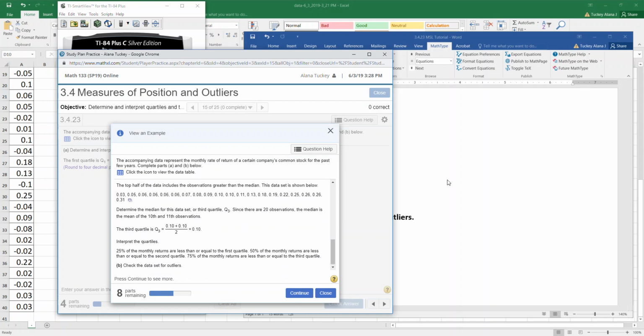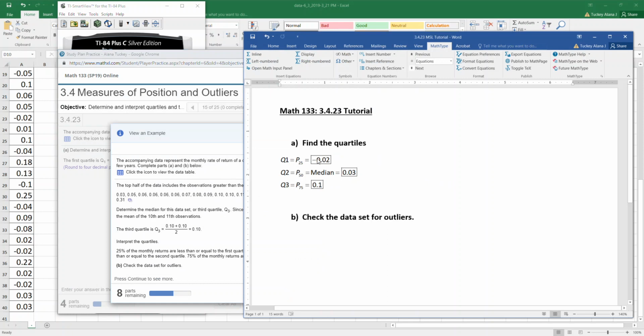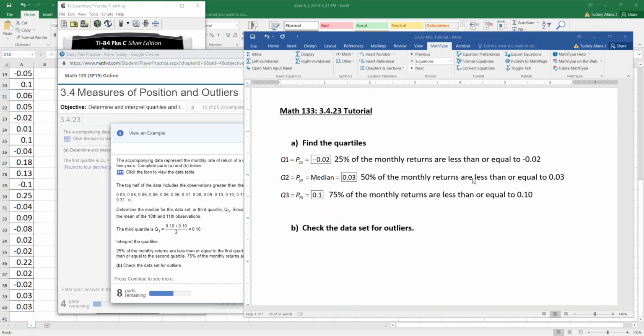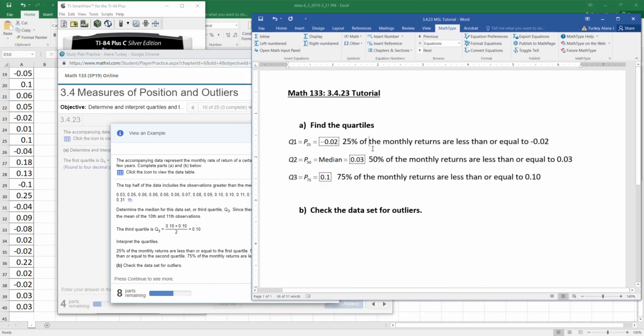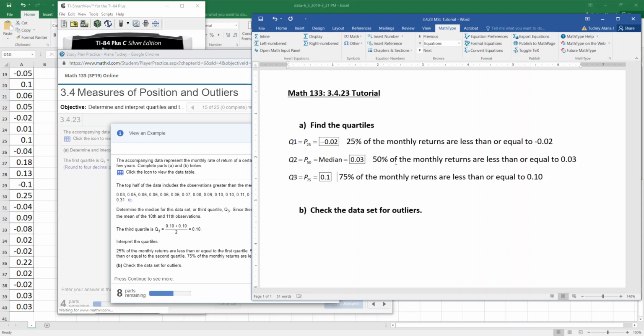So 25% of the returns are less than or equal to the first number, 50% of the returns are less than or equal to the second number, and so on. Matter of fact, I'll type that up really quickly. There, since the quartiles are percentiles, that's how to interpret each one of those. So 25% of the monthly returns are less than or equal to the Q1 value, which is negative 0.02. 50% of the monthly returns are less than or equal to the median value, which is 0.03. And 75% of the monthly returns are less than or equal to 0.10.